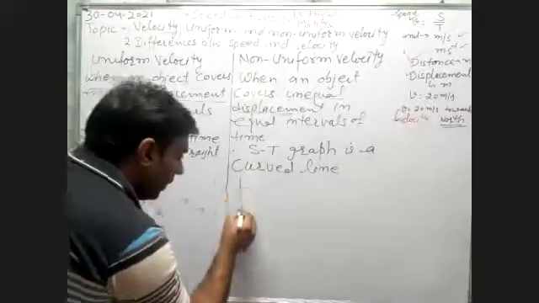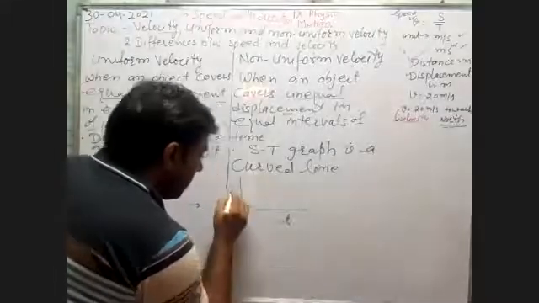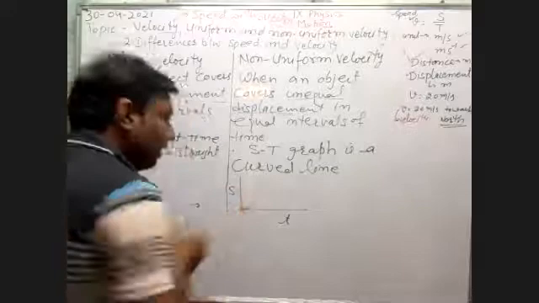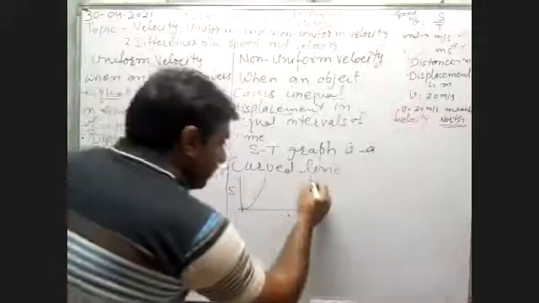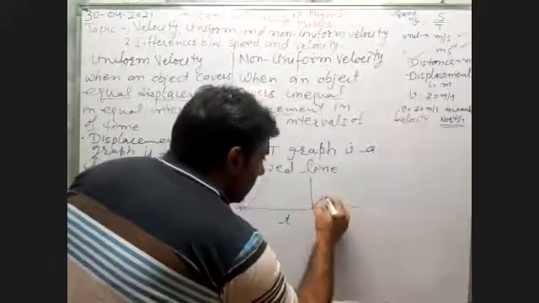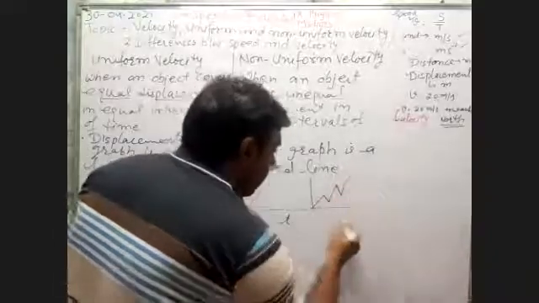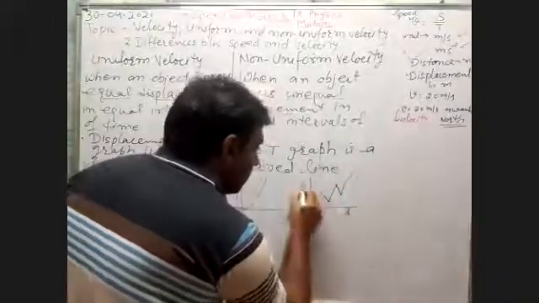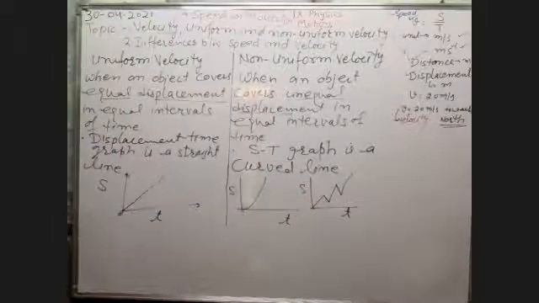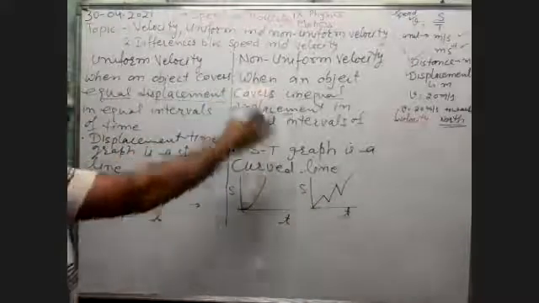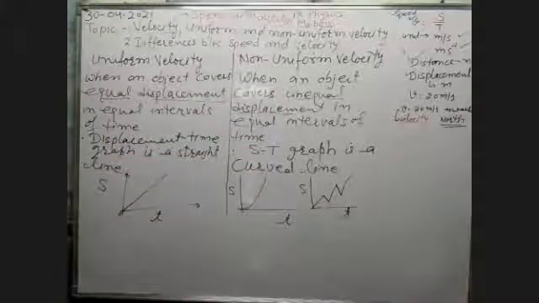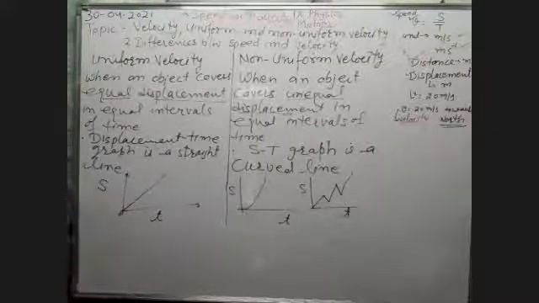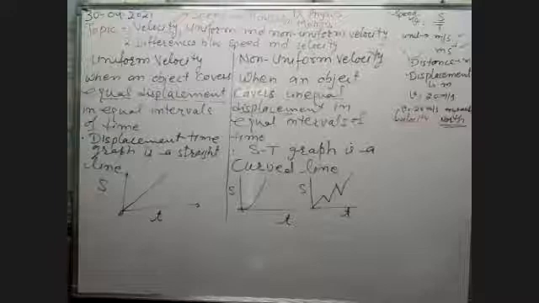So you can draw a distance time graph, an ST graph, like this. It can be a zigzag graph or any graph, but not a straight line in case of non-uniform velocity. So students, take a screenshot of this.